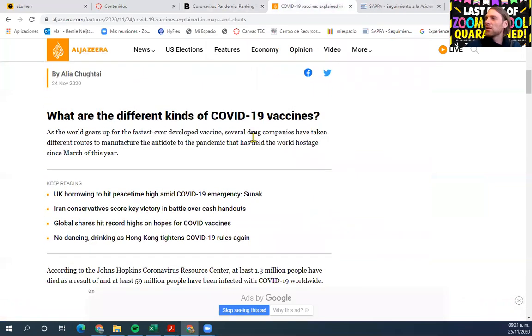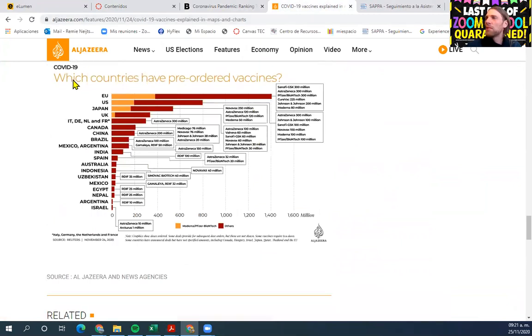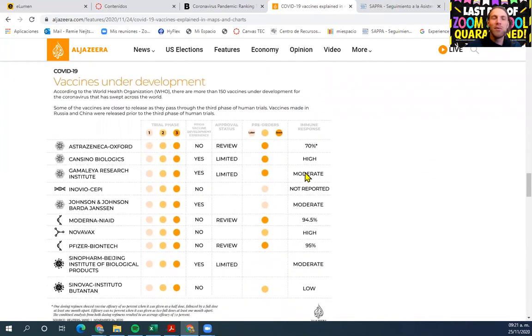And you can see that in this article of Al Jazeera as well. You see here the countries that pre-ordered vaccines, and Mexico ordered 32 million. So, okay, they did something, but if you look at which vaccine they ordered, the Gamaleya, it seems that the Gamaleya vaccine is really not the best. It has limited approval status and a moderate immune response. And they only have 30 million of them in a country of 130 million.